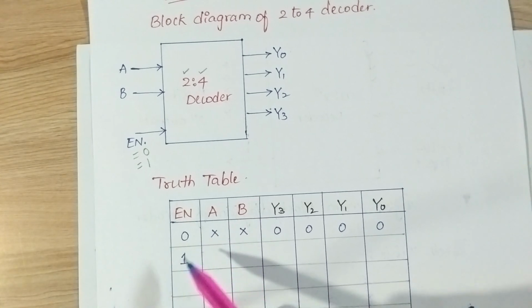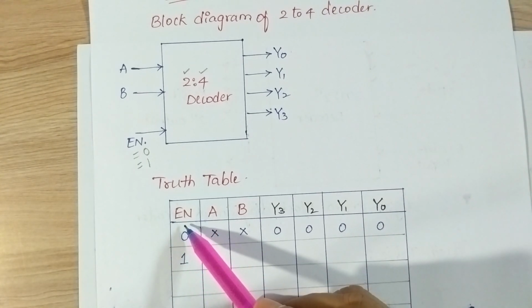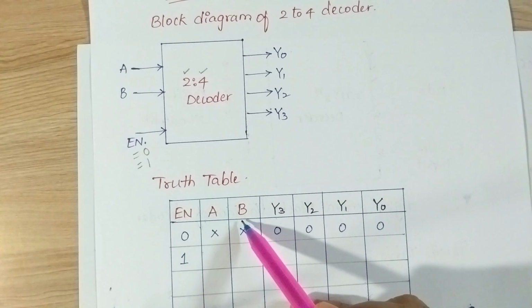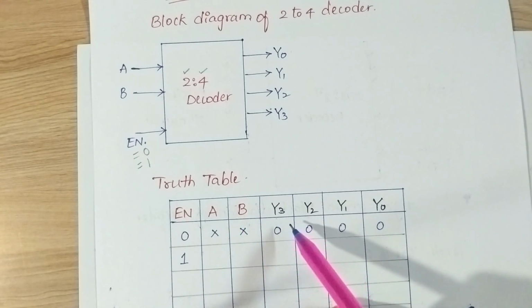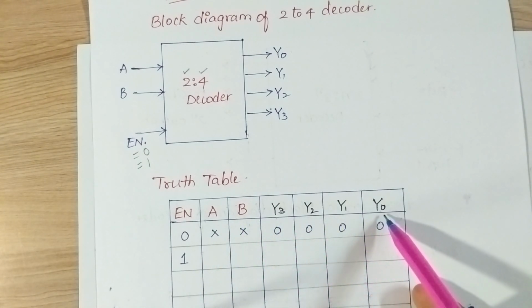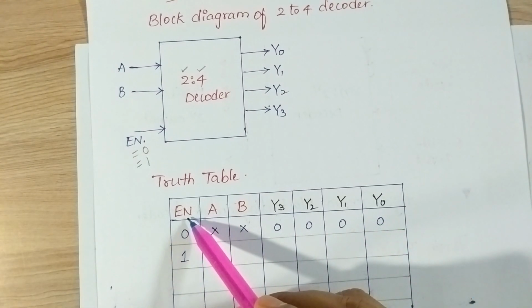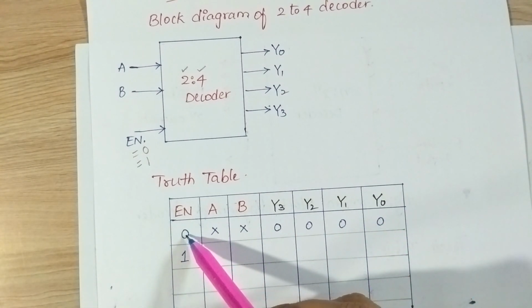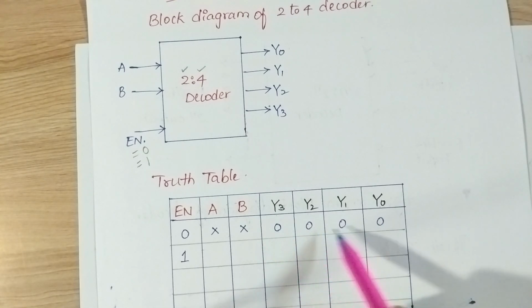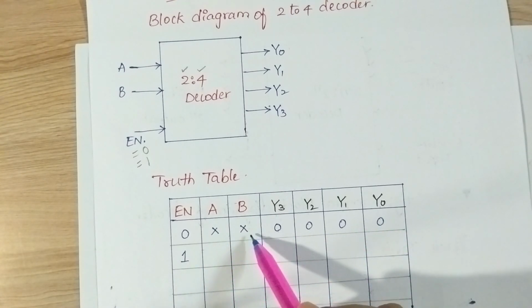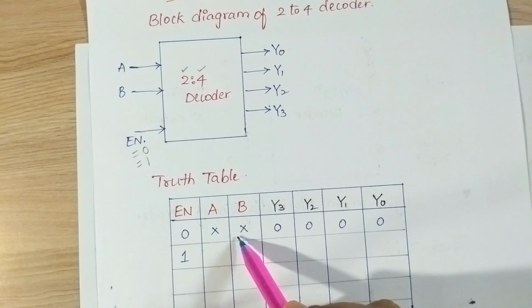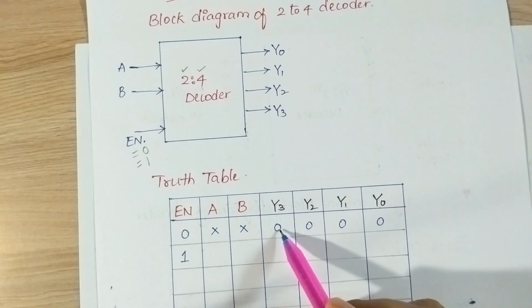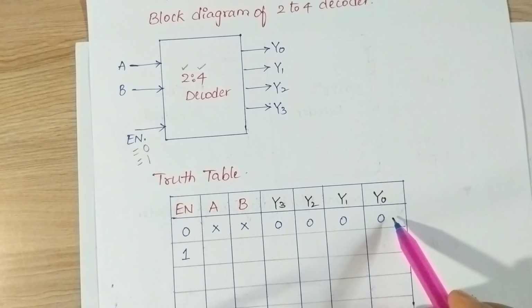In this truth table, we will have one enable pin column, two inputs capital A and capital B, and four outputs, Y3, Y2, Y1 and Y0. The enable pin will have two values, 0 and 1. Let us take 0 first. When the enable pin is equal to 0, all the outputs will be shown as 0 even if you apply the inputs. Whatever the inputs you apply, if the enable pin is 0, then all the outputs will be shown as 0 only.